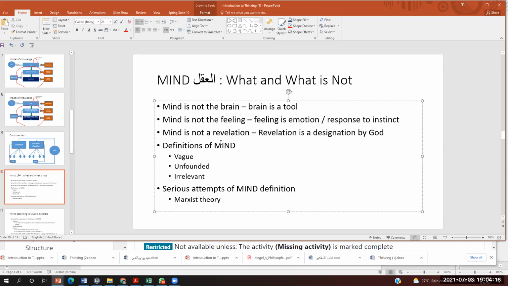It's something else. It's not a revelation either, the revelation by God, al-wahy. The mind is not al-wahy. Al-wahy reveals to prophets and messengers certain issues, thoughts, ideas, instructions by Allah Azza wa Jal, but that is not the mind. This revelation can be stored in the brain, because the brain is a storage as well, but that's not the mind. So these are the issues here.